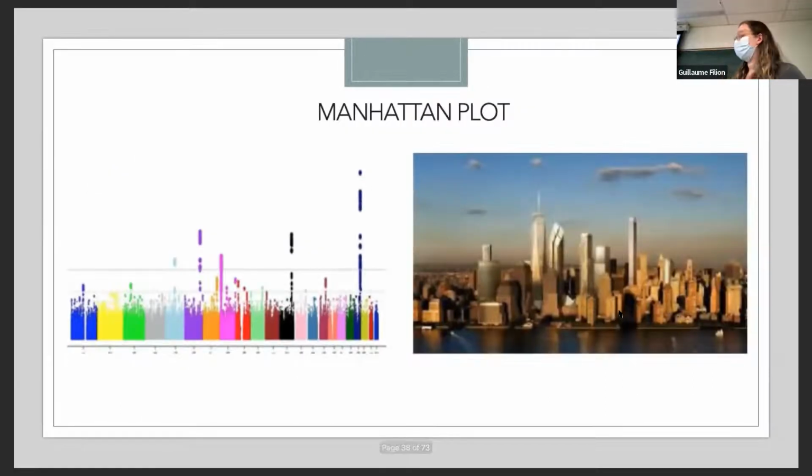Oh, and I just put a fun example here. The reason it's called a Manhattan plot is because it looks like the Manhattan skyline. We'll see these large peaks, just like buildings.